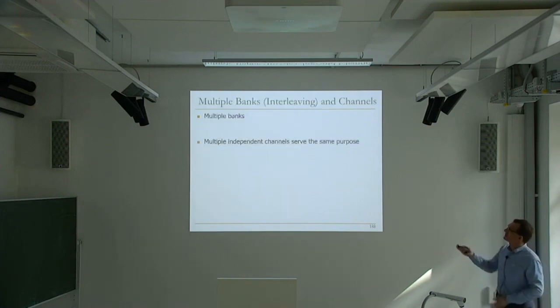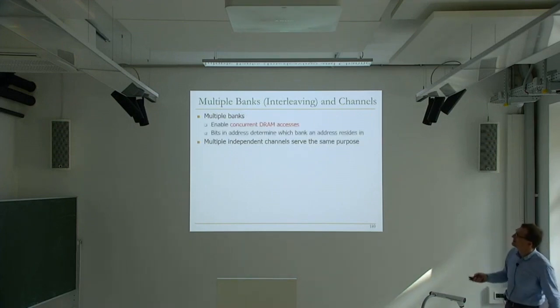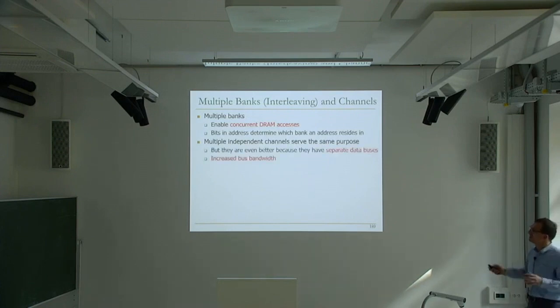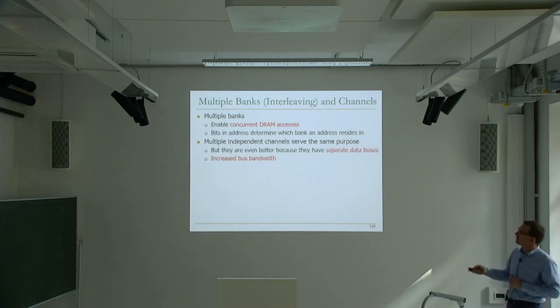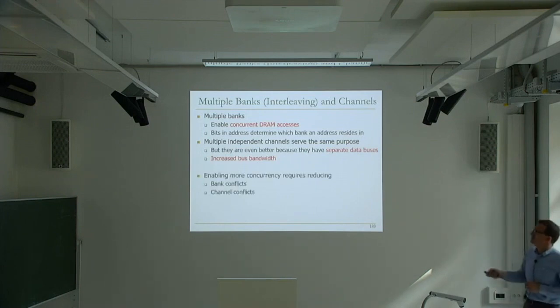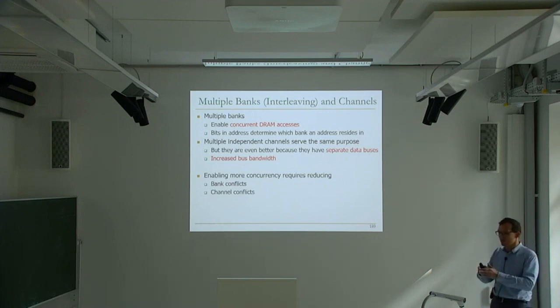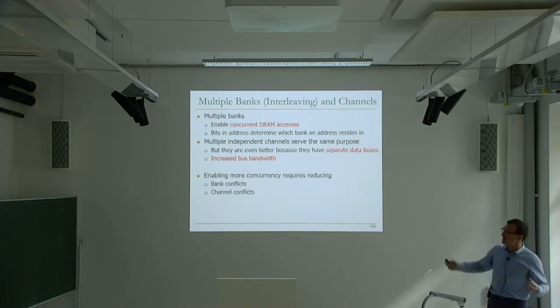OK, so we want multiple banks, as we said, so that we could actually enable multiple accesses in parallel. Bits in the address determine which bank an address resides in. And multiple independent channels serve the same purpose, but they're even better because they have separate data buses. They give you increased bus bandwidth. Enabling more concurrency requires reducing the bank conflicts and channel conflicts, and people spend a lot of time trying to reduce these conflicts. Because if you have bank conflicts, and you want to get both of the data at the same time, you're serializing your requests, right? That's true for channels also. So that's why address mapping becomes important.